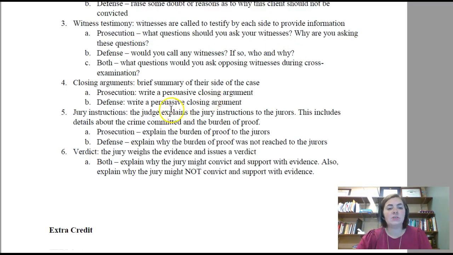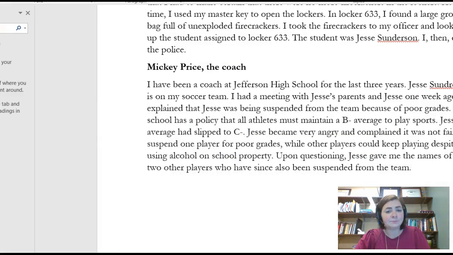Each side will then have a closing argument with the main goal to persuade. The jury instructions are in your fact pattern. We'll talk about that in a minute. And then there's going to be a verdict. So each side is going to explain why the jury might convict and why the jury might not by supporting the evidence. So you're both going to be thinking like each side here.